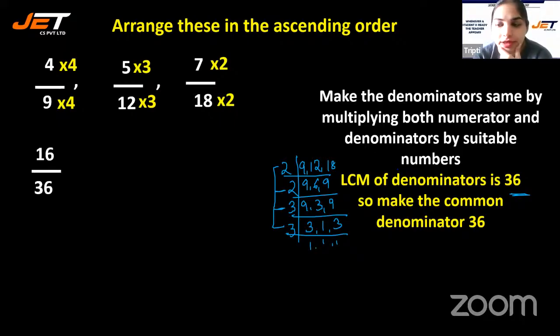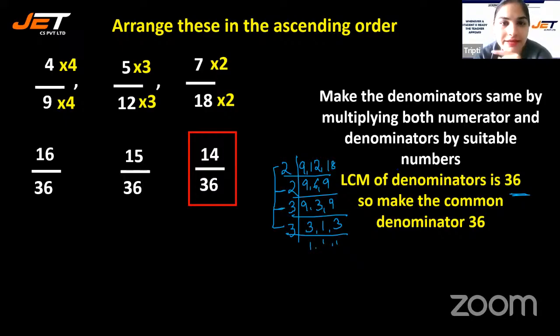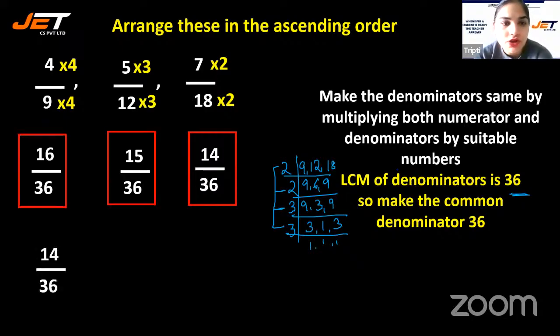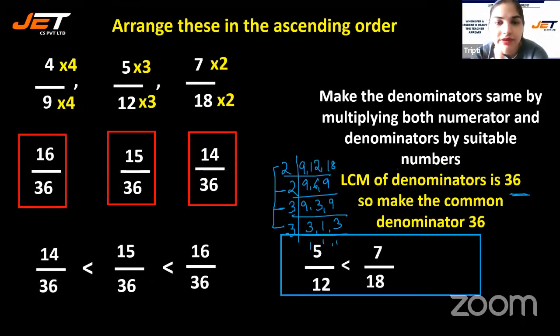So let's make the denominator 36. 9 times 4, 36, 12 times 3, 36, and 18 times 2, 36. Now let's arrange. 14 by 36 is less than 15 by 36, which is less than 16 by 36. So the fractions we have got: 5 by 12 is less than 7 by 18, which is less than 4 by 9.